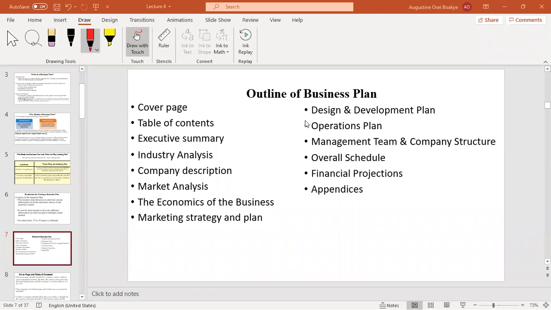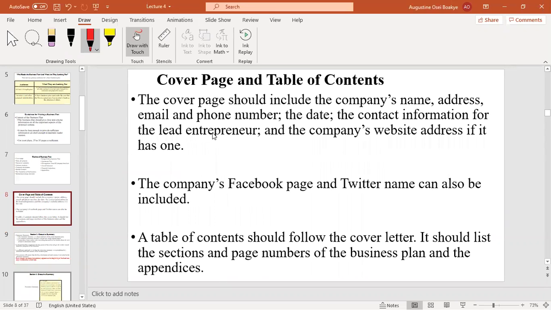Okay, so primarily these are the outline for a business plan. All right, so let's take them one by one. Now, the cover page and table of contents.